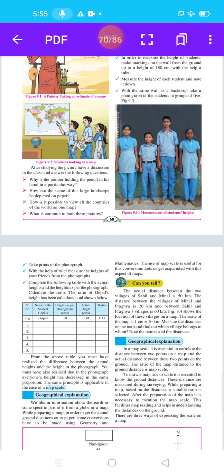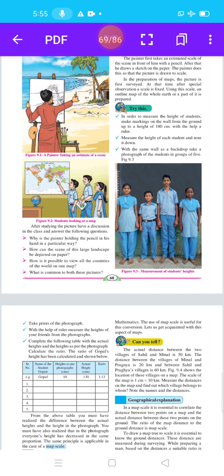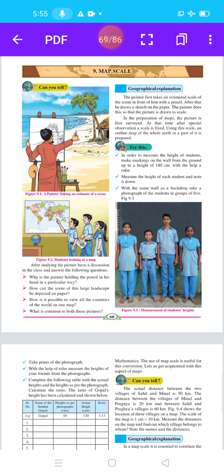After studying the picture, have a discussion in the class and answer the following questions. Here students, we see the two figures 9.1 and 9.2. A painter taking an estimate of a scene, and the other figure is students looking at the map. Both figures are different. Let us discuss in the class some questions and answers.